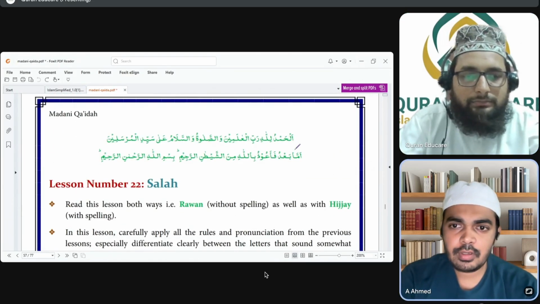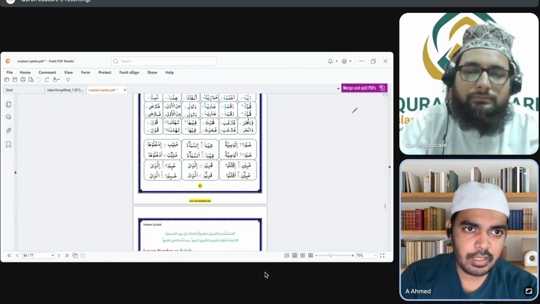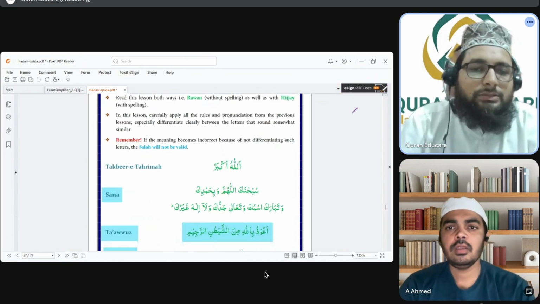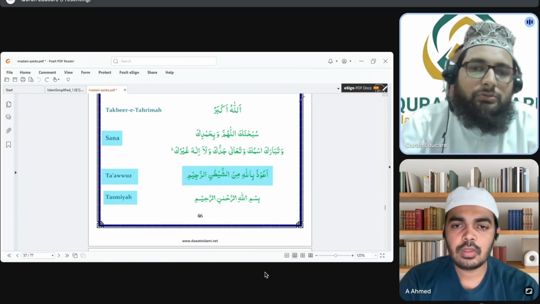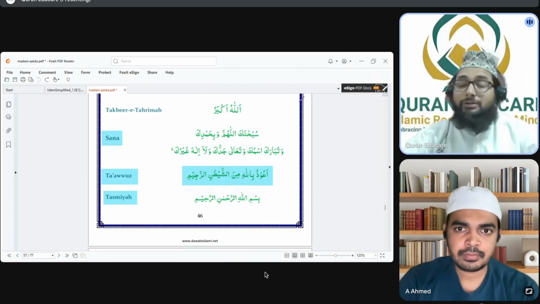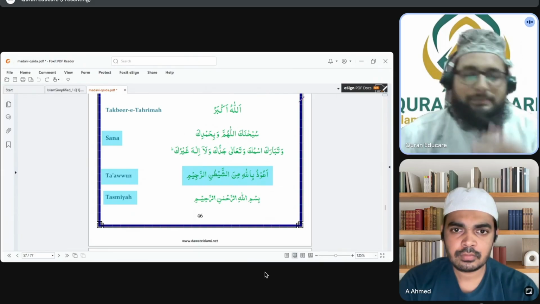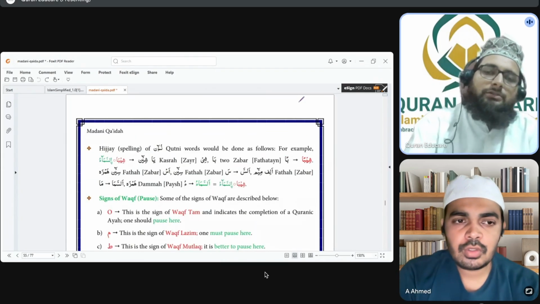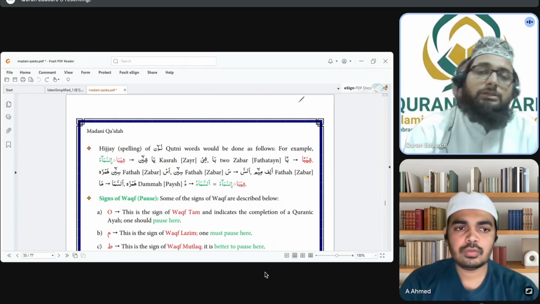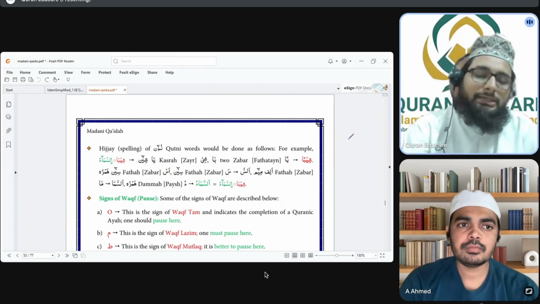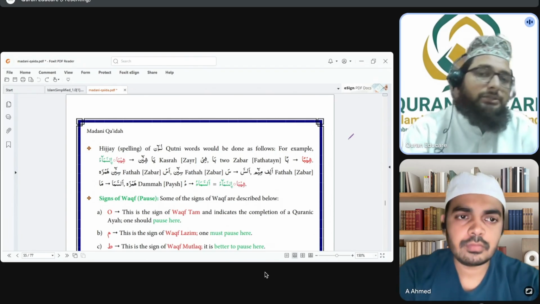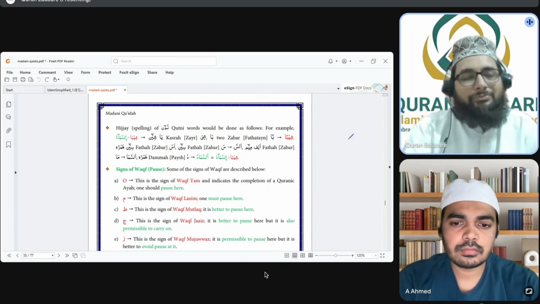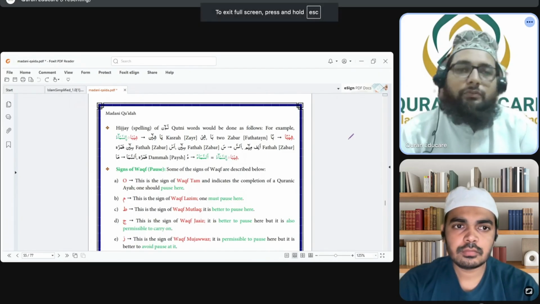So right now, next you have the 22nd lesson remaining. The 22nd lesson is about the namaz, salah. We will practice the rules we have learned in the first 21 lessons and apply them to the namaz. So it means we have learned the rules mentioned in the Madani Qaida. These are very important rules. If anyone learns these rules, he will be able to recite Quran without any major mistake, and will follow the basic tajweed rules, and can make his recitation wonderful and beautiful.